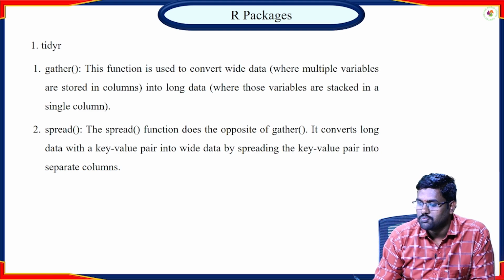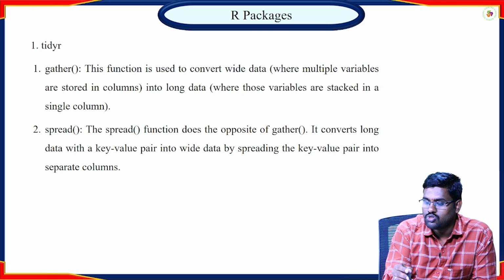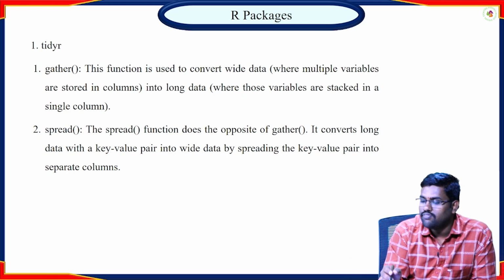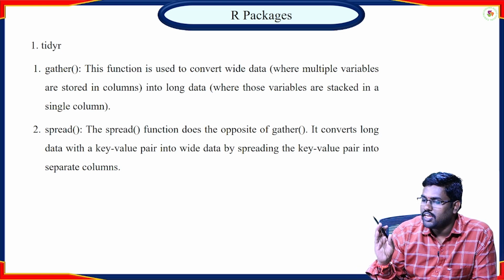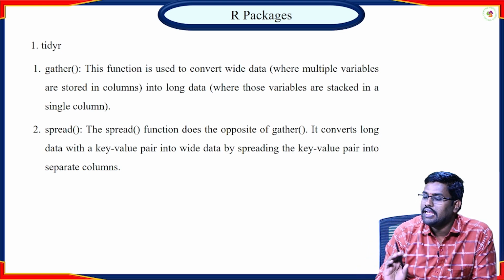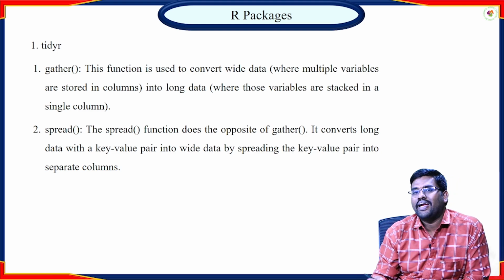First one is the gather function. The gather function is used to convert wide data. That means multiple variables stored in columns are converted so that those variables are stored in a single column. That means all the n number of values are stored in a single column. The spread function is used to convert the opposite of gather. That means it converts long data into wide data.